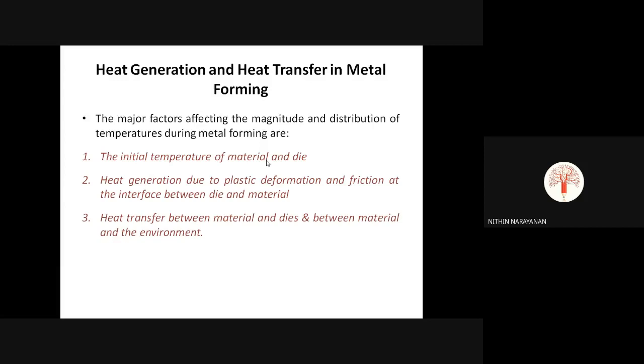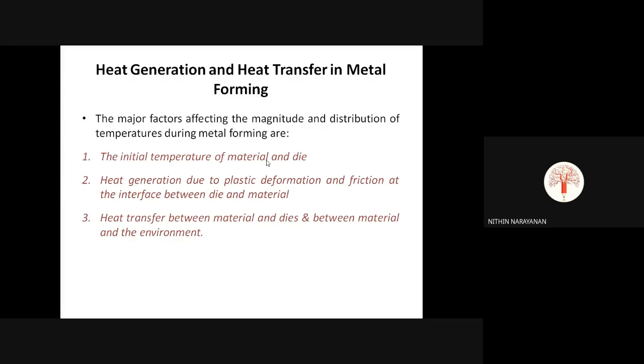Right, so how does the heat get transferred? There are many factors that depend on heat transfer, that is, the factors which affect the magnitude and distribution of temperature. The first one is the initial temperature of the material and die. The second one is the heat generation due to plastic deformation and from the friction at the interface of die and material. The third one is the heat transfer between the material and die.